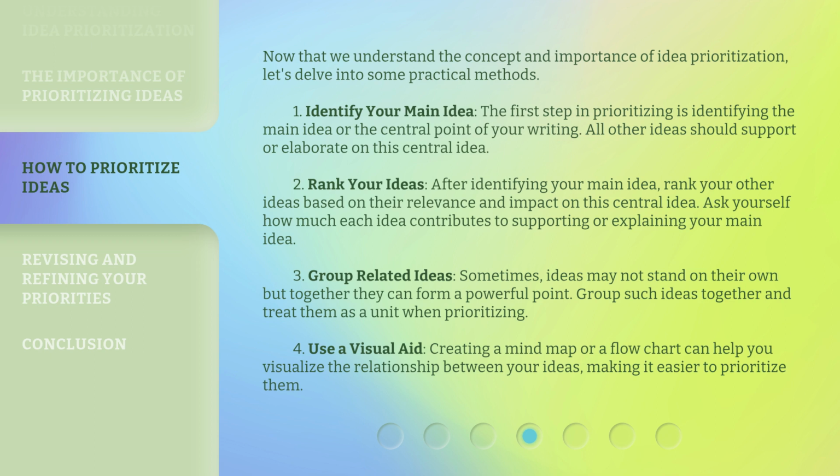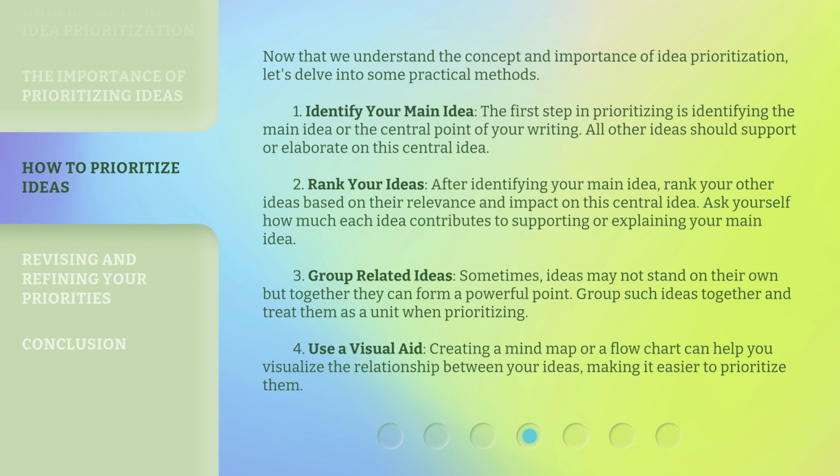2. Rank your ideas. After identifying your main idea, rank your other ideas based on their relevance and impact on this central idea. Ask yourself how much each idea contributes to supporting or explaining your main idea. 3. Group related ideas. Sometimes, ideas may not stand on their own, but together they can form a powerful point. Group such ideas together and treat them as a unit when prioritizing.